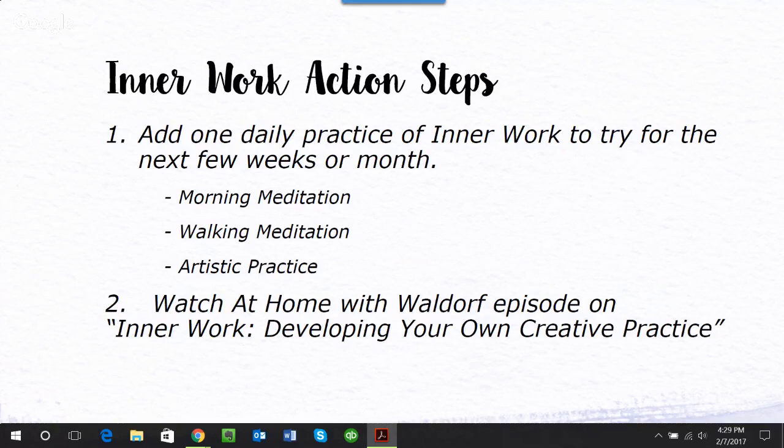So pick something, you know, a morning meditation where you sit quietly by yourself. That may not be possible. My kids always got up before I did when they were really little. A walking meditation has always been a favorite form of meditation for me, where I'm listening to some sort of guided meditation while I'm out walking. Artistic practice is really great for inner work, and it will give you the experience your children have when they do some kind of focused artistic project.